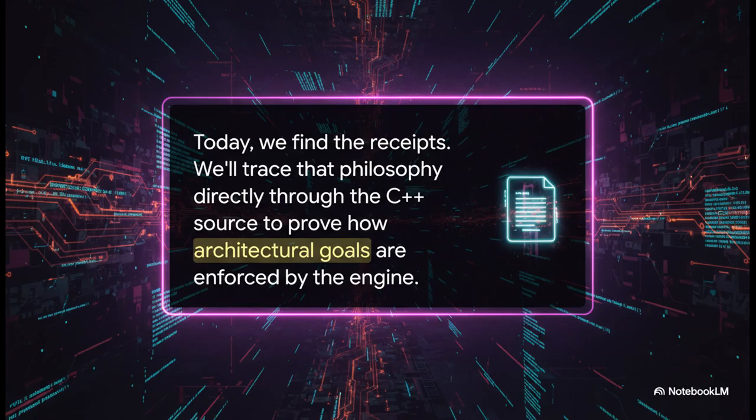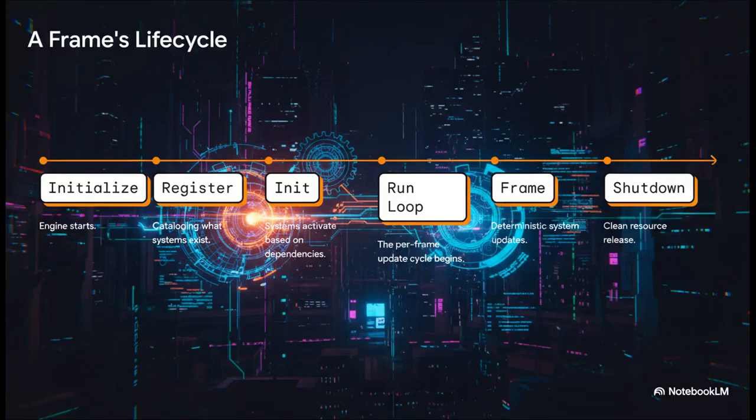We're going to trace that philosophy straight through the C++ source code, and I'm going to show you how those architectural goals aren't just suggestions, they are hard-coded rules that the engine actually enforces. This right here, this is our whole journey for today. We're going to follow what happens in just a single frame, from the second the engine starts up with initialize, through its main run loop, and all the way to a clean shutdown. And we're going to see it all inside the actual repository.